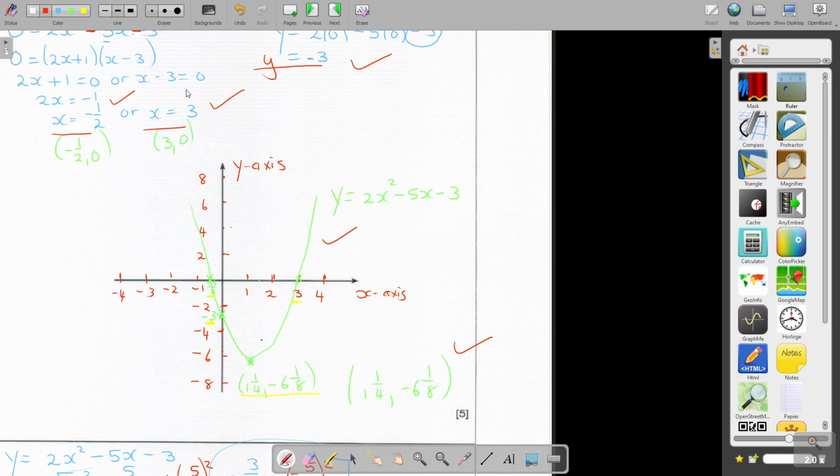Okay. But I think they wanted you to mark it on the graph. So at least mark those points that you got already on the graph. And even if your turning point was not there, then you can draw through those points. And then you can at least score those 3 points. Okay. And that was question number 13.